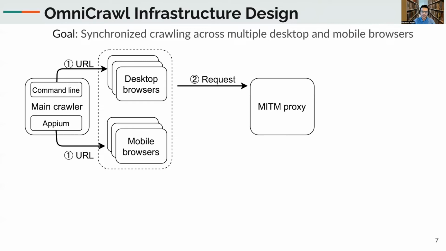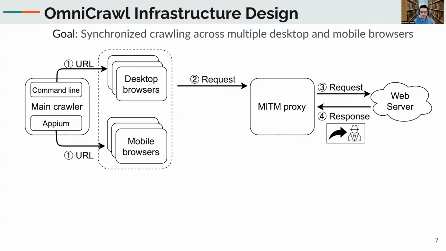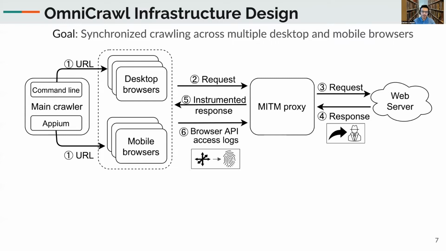These browsers will dispatch a request for that URL to our proxy, which will forward the request to a web server, and we'll get back a response, which will allow us to determine what first and third parties were loaded. Then, if the response has JavaScript, that JavaScript will be instrumented before it is loaded by the browsers. This instrumentation will allow us to log access to browser APIs.